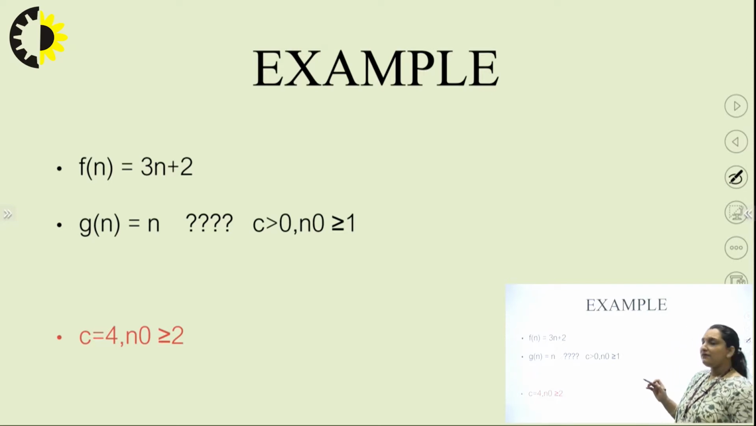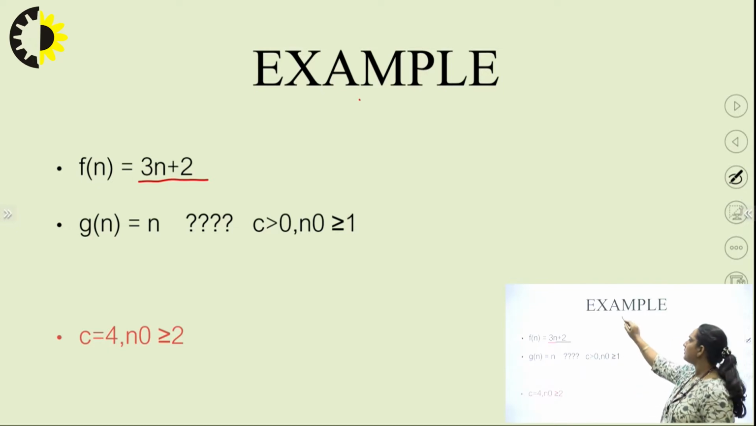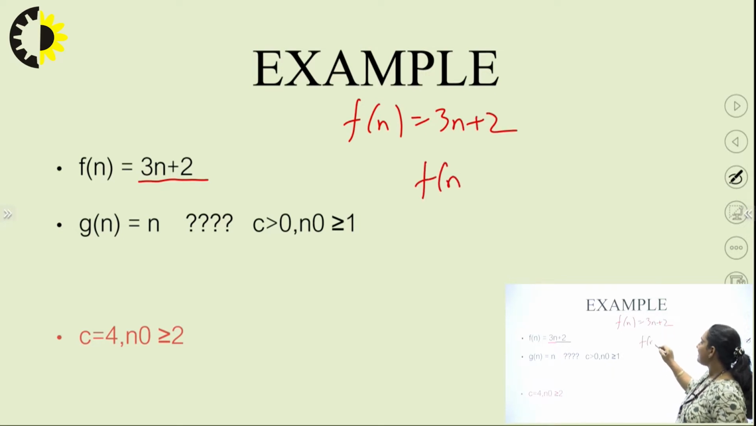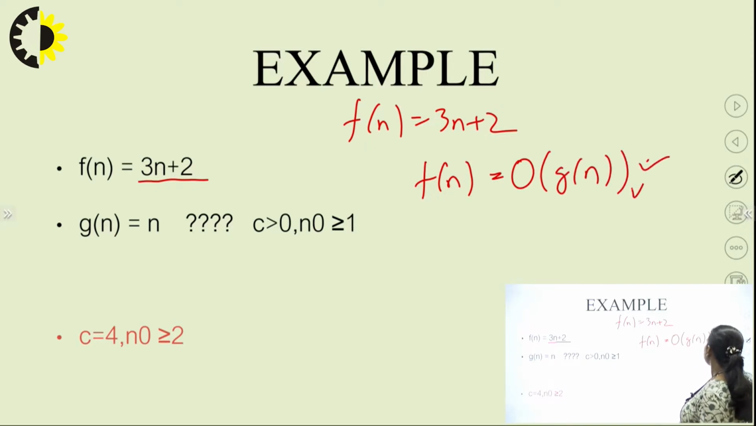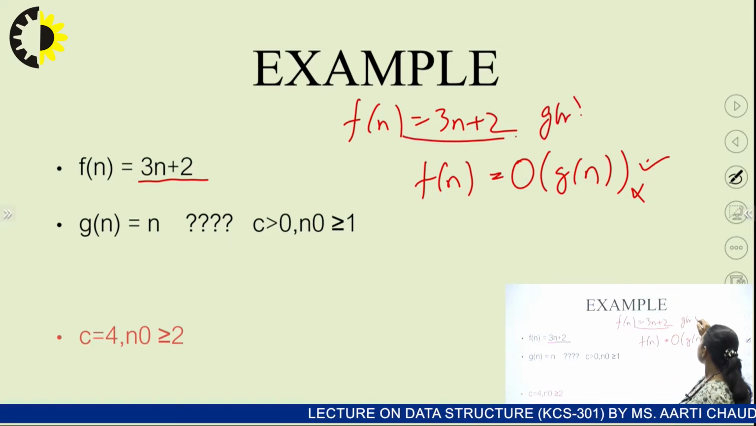I am giving an example. In this example, we consider the function f of n equals 3n plus 2. Can I also write that this function is big O of g of n? Is it right or wrong? We will check it here. The f of n function is 3n plus 2 and the g of n function is n.